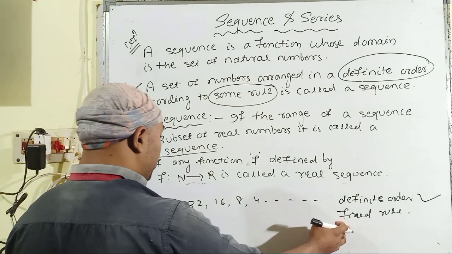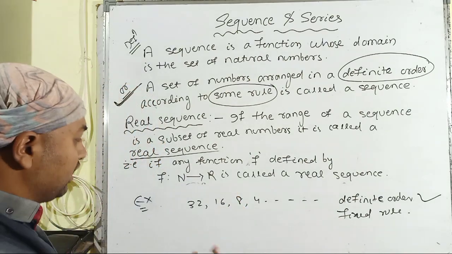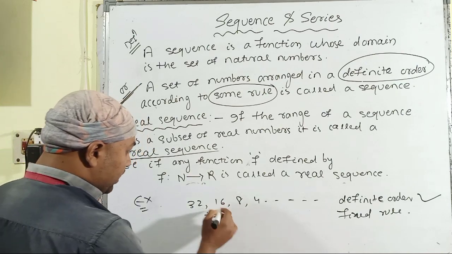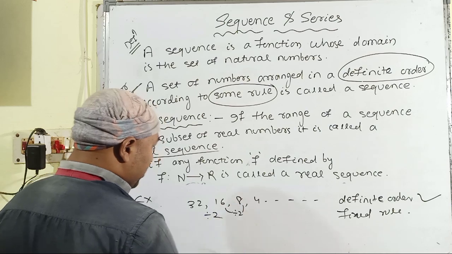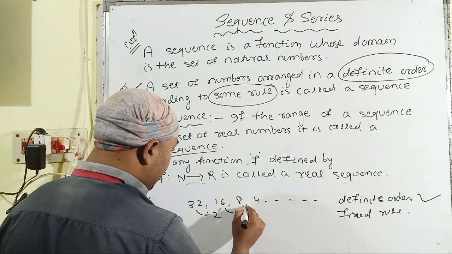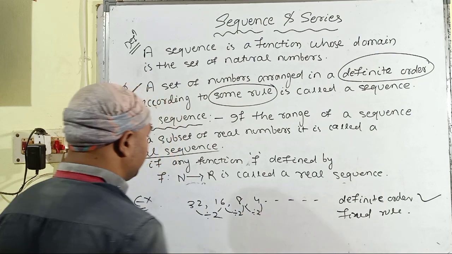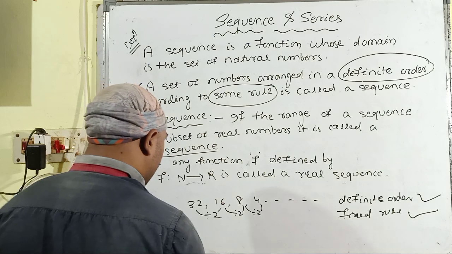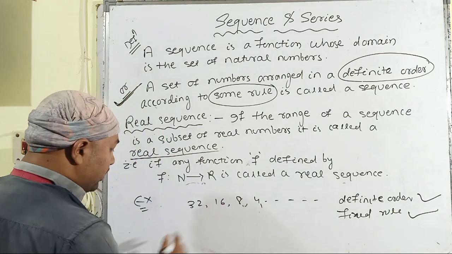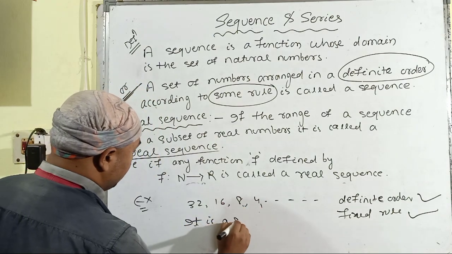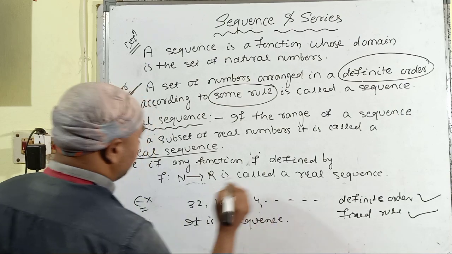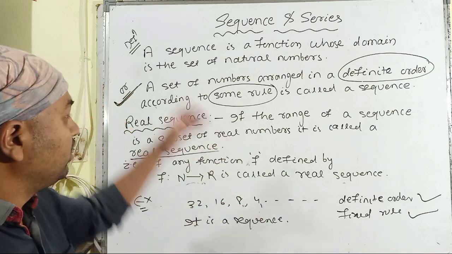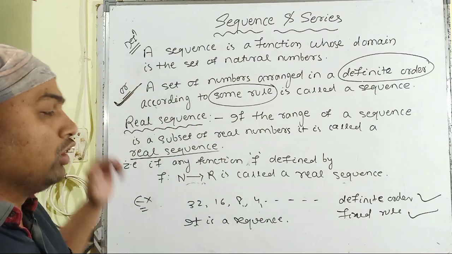Then we have to go for the rule, whether it satisfies some rule. Yes, it satisfies some rule. 32 divided by 2 is 16, 16 divided by 2 is 8, 8 divided by 2 is 4. So it also satisfies the fixed rule. So you can say that it is a sequence. So this is all about the definition of a sequence and also real sequence.